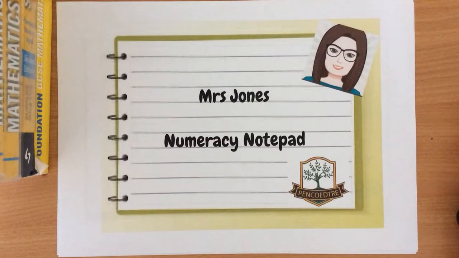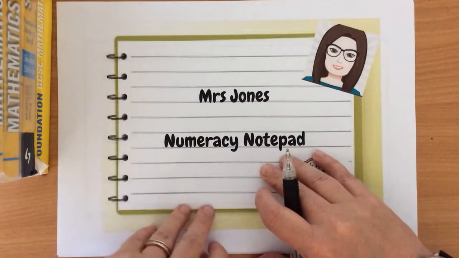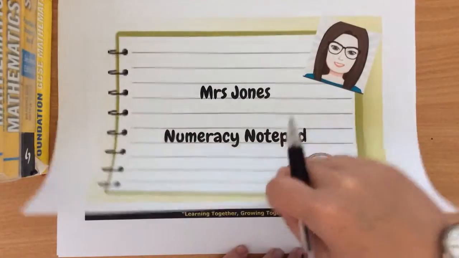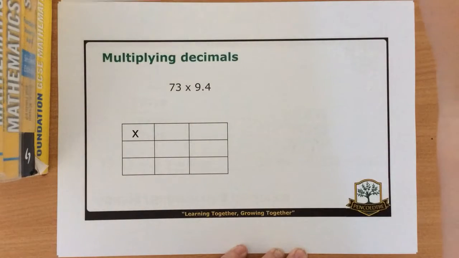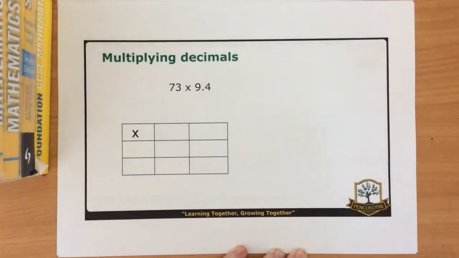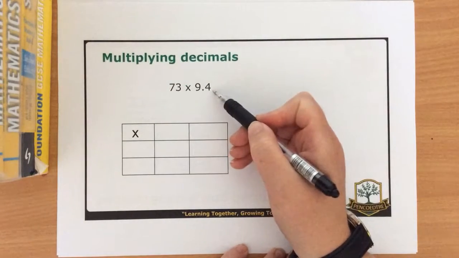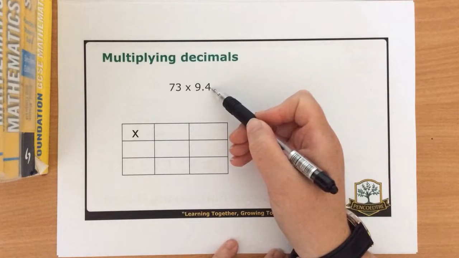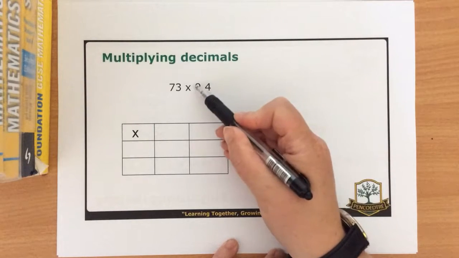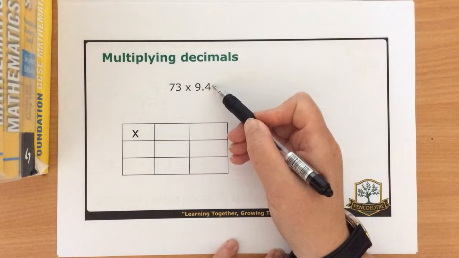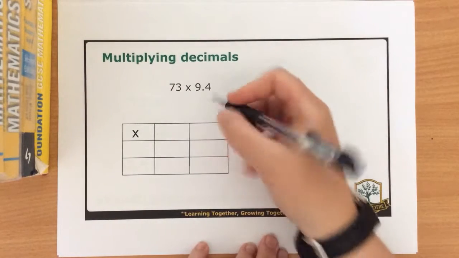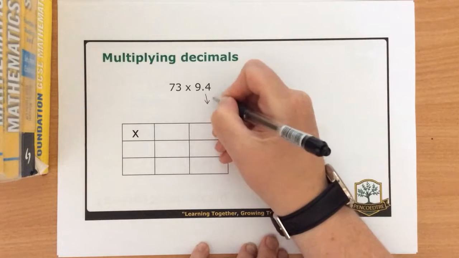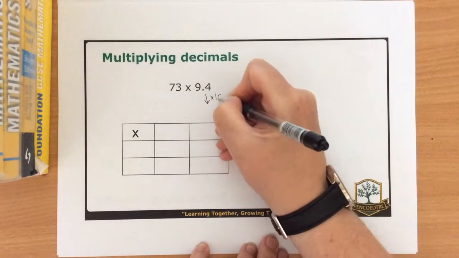In this numeracy notepad, we're going to look at multiplying decimals. You should have seen in an earlier video how we use grid method to multiply at Pencoedtre High. We're going to use that method again today, but this time we are multiplying by a decimal. To make it easier, it would be better if we looked at this number as a whole number rather than a decimal. To change it to a whole number, we use the rule of times by 10.